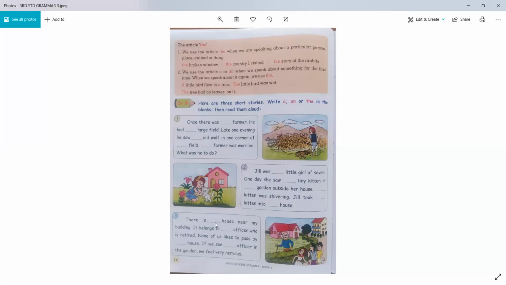Third one. There is a house near my building. It belongs to an officer who is retired. None of us likes to pass by the house. If we see the officer in the garden, we feel very nervous. These 3 stories I explained to you, and informed you of the word before which to use the articles a, the, and an.